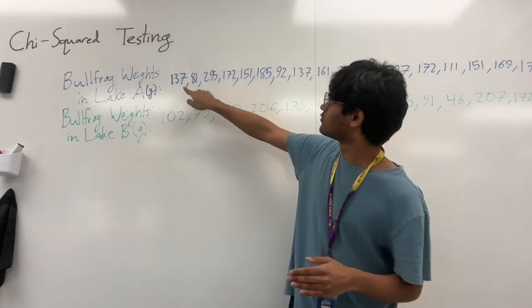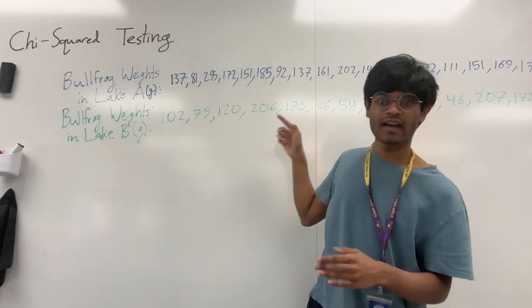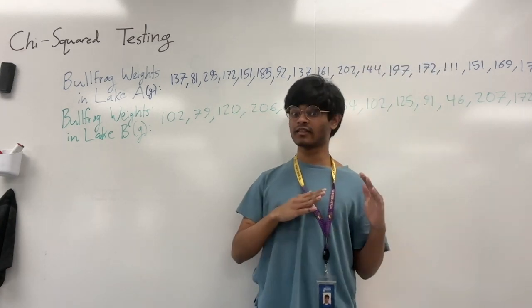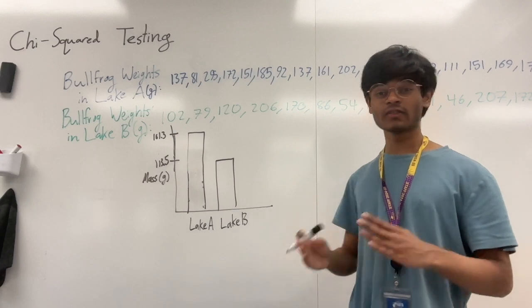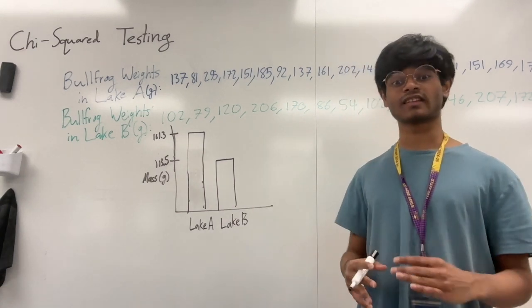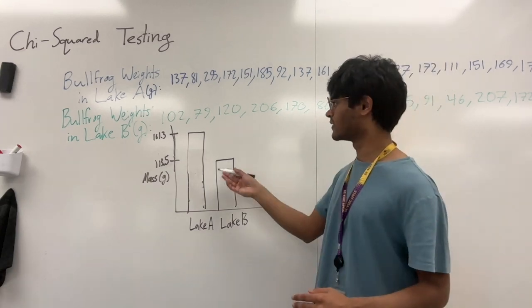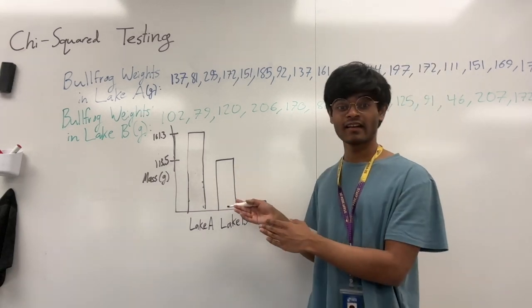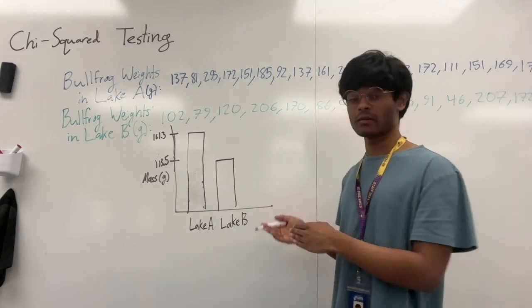Let's say that I use just the first 10 bullfrogs that I collect, and I try to get some sense of the means and use them to compare. If I take my first 10 data points and I use them to create that mean, that summary statistic of them, I get 161.3 grams for Lake A and 113.5 grams for Lake B.